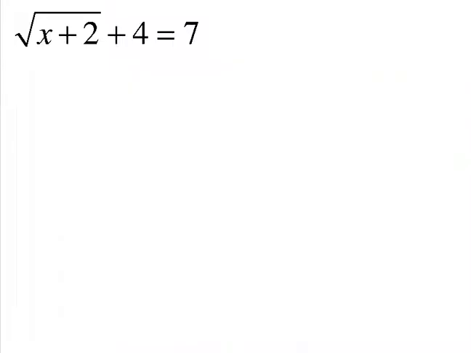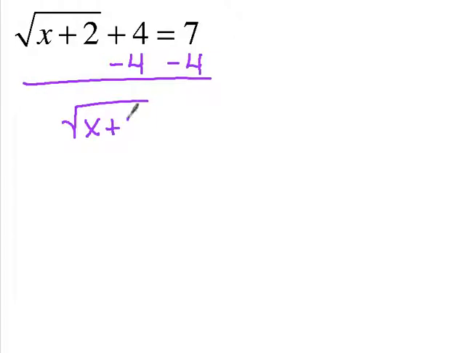We're going to start with the very first problem here. It's the square root of x plus 2, plus 4, equals 7. If you remember, the very first step is isolate the radical, so I need to get it all by itself. To do that, I'm going to subtract 4 from each side. On the left side, I get the square root of x plus 2. On the right side, I get 3.